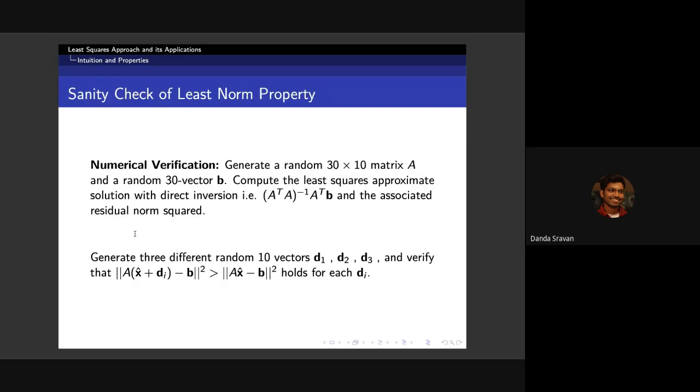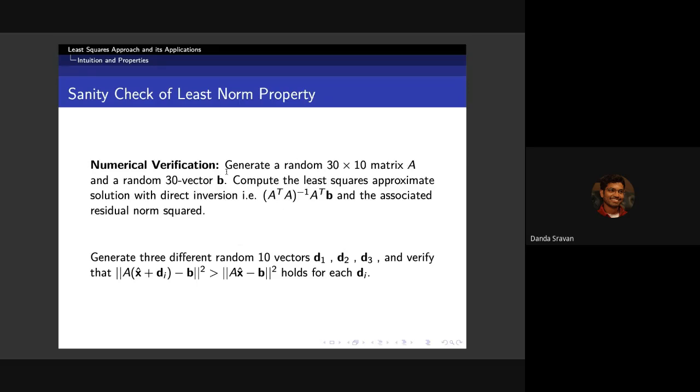In fact, it's a good exercise to check that this least norm property is satisfied. What I suggest is you later write a small piece of code, generate a random matrix A and a random matrix B. You can choose anything, but it should be large enough so that the randomness serves you nicely. All we need is a matrix A such that the columns are independent. Otherwise, you won't be able to compute this.